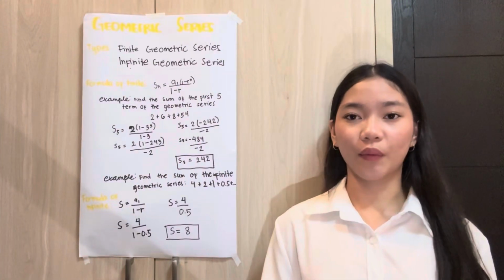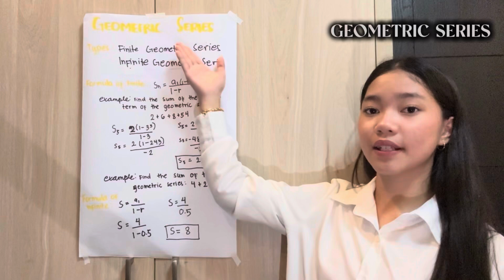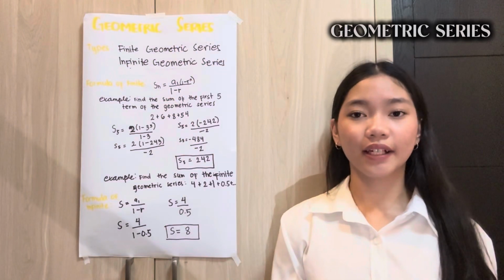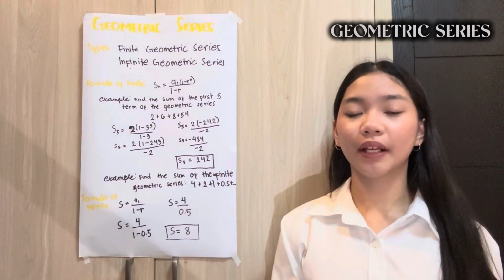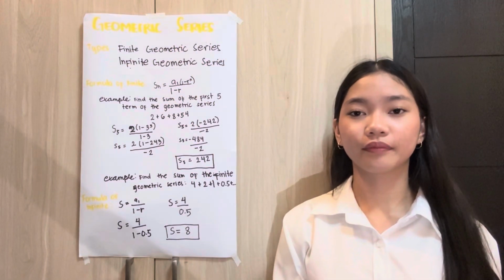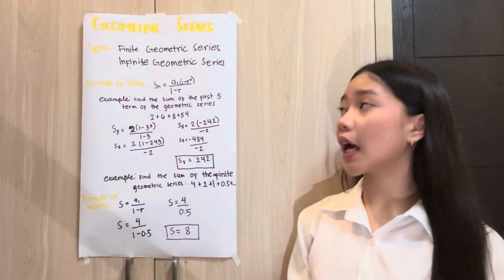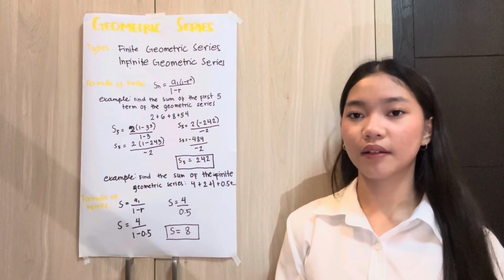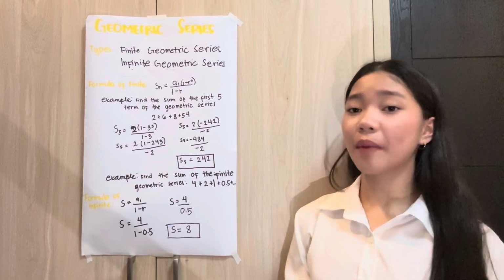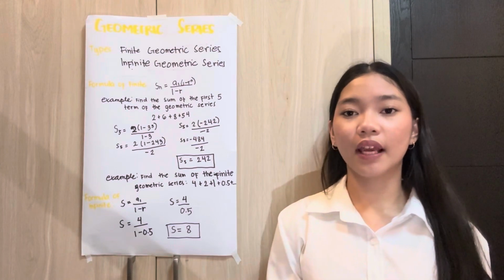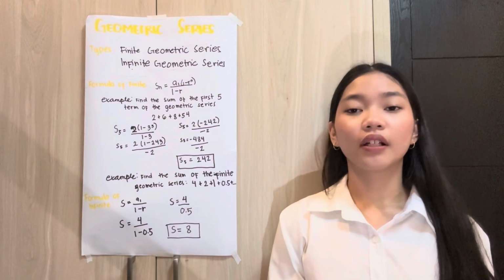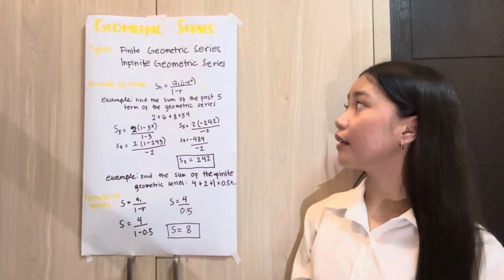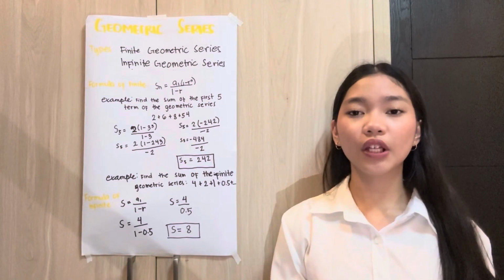After the geometric sequence, we have here the geometric series. Geometric series is the sum of the terms in the geometric sequence. We have here two types of geometric series. The finite geometric series that has a limited number of terms. The next is the infinite geometric series that continues indefinitely.